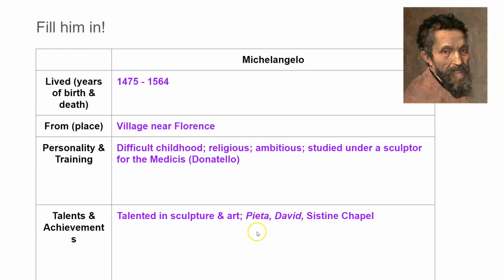And then I put what he was talented in and then his achievements, which would be the Pietà, which is a painting with Mary. I think, no, it's a sculpture of Mary. David, who was a sculptor, and then the Sistine Chapel. So that's all you're doing for all of the people that are in this video. Once you get that done, you're done for the day.